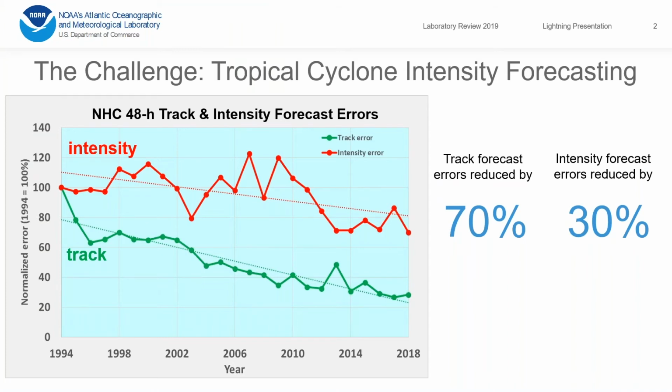improvements in track forecasts. So this is a graph that shows 48-hour forecast errors from the Hurricane Center over about the past 15 years. And you can see that in the case of track, our track forecast errors have reduced by 70%, whereas for intensity, the forecast errors have reduced by only about 30%, so less than half of an improvement in terms of the forecast errors between intensity and track.